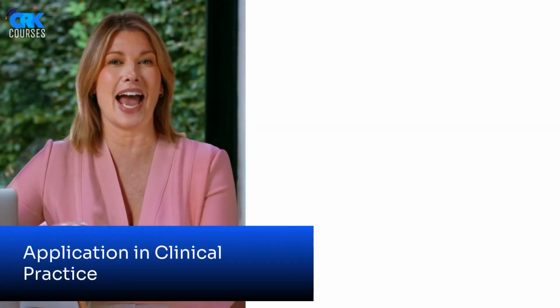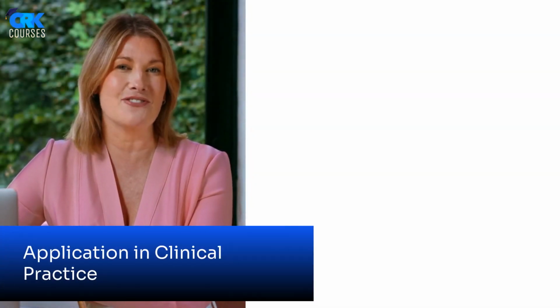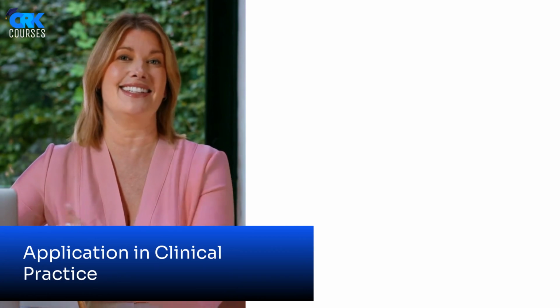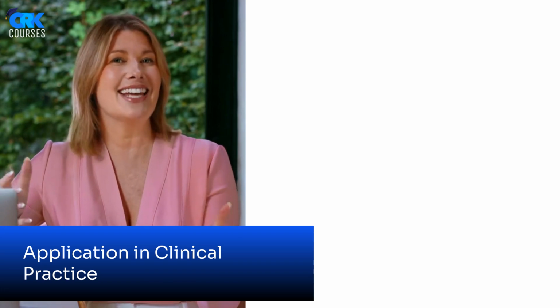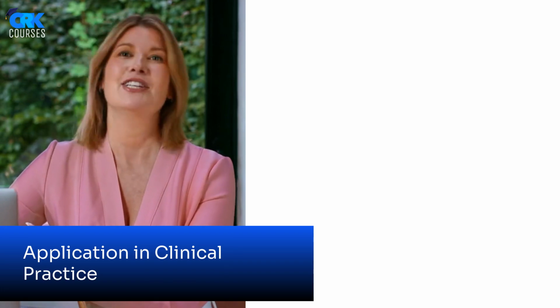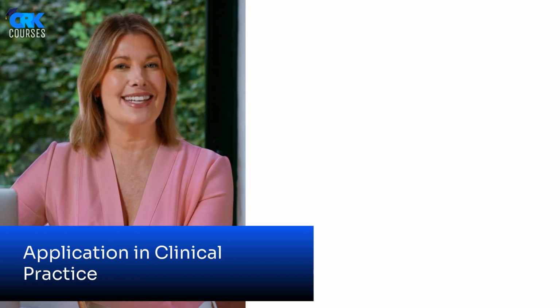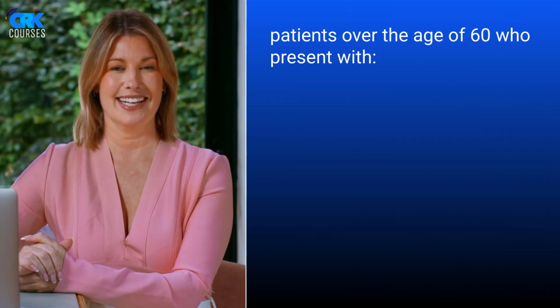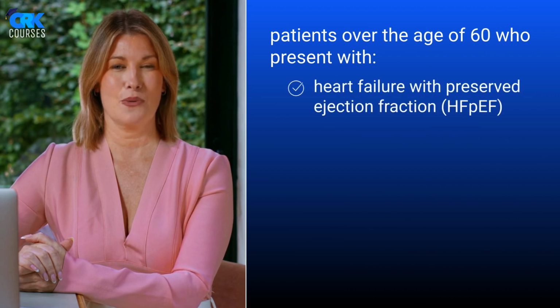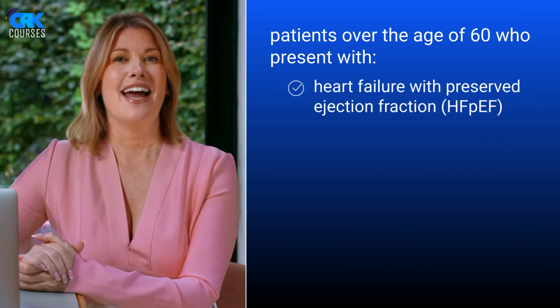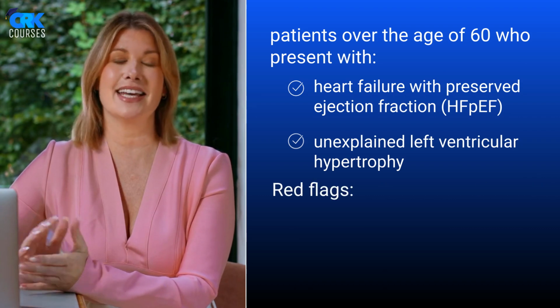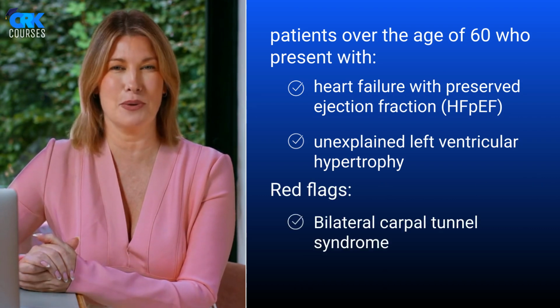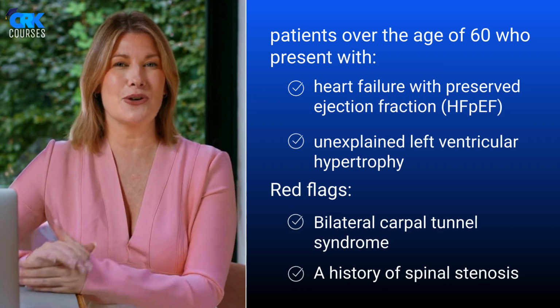Now let's talk about how these diagnostic principles apply in real-world clinical settings. Today, nuclear imaging has become an integral part of the standard diagnostic workup for suspected ATTR cardiac amyloidosis, especially in patients over the age of 60 who present with heart failure with preserved ejection fraction, unexplained left ventricular hypertrophy, or red flag signs like bilateral carpal tunnel syndrome or a history of spinal stenosis.